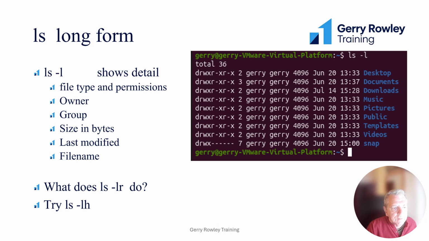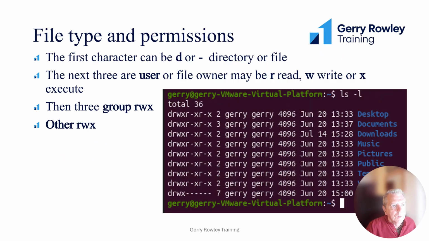What does ls -lr do? That's showing you that after the dash, you can have more than one option. So that's list files in long form in reverse. So if you go to man ls, it will show you the options. Try ls -lh, and that will show you in human readable form, so the 4096 becomes easier for humans to read.